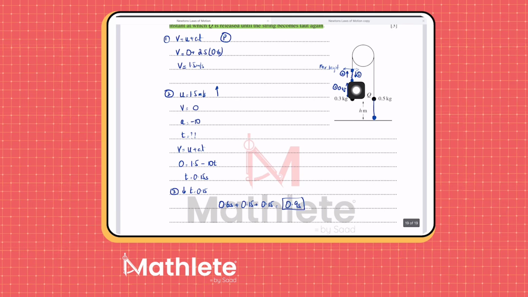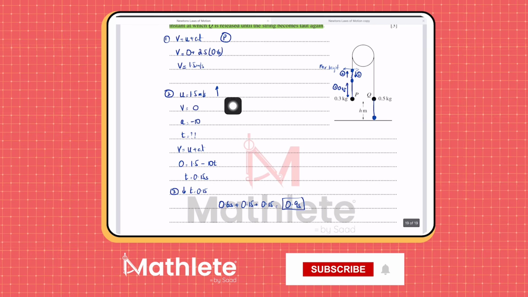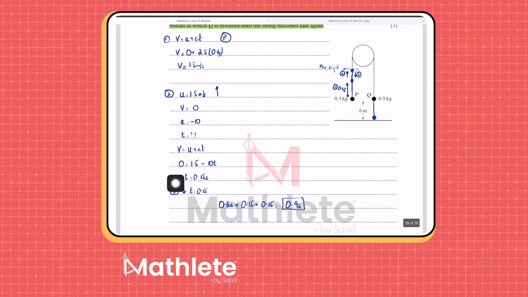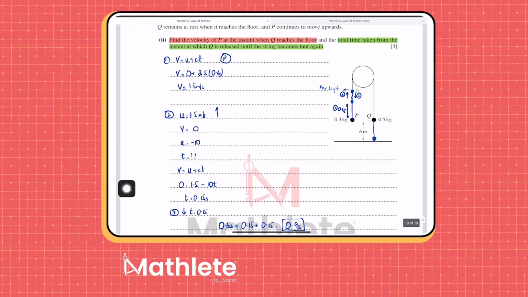We're talking about the second part of the journey. So when I say initial velocity, I mean the initial velocity of the second part of the journey. In the second part of the journey, the initial velocity is 1.5. If the initial velocity is 1.5, what would be the final velocity? 0. And why is the initial velocity 1.5? Because as soon as the first part of the journey ended, its final velocity was 1.5. So initial velocity 1.5, final velocity 0. We find out the time that it takes to reach its maximum height, 0.15.